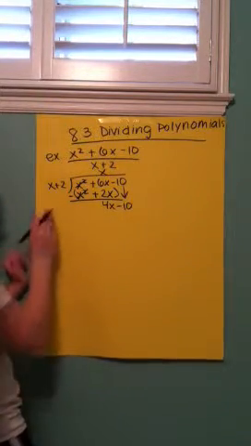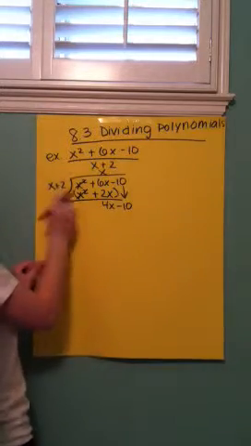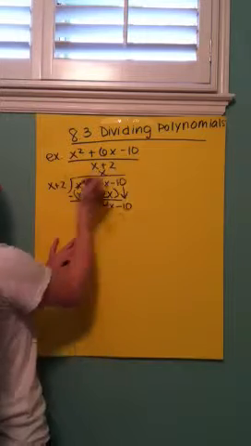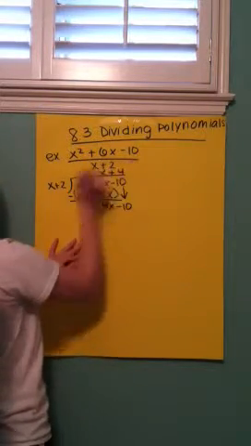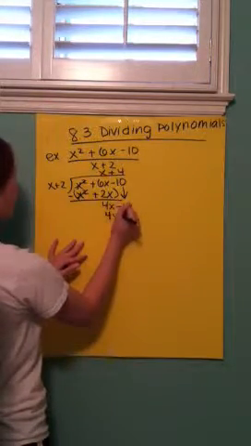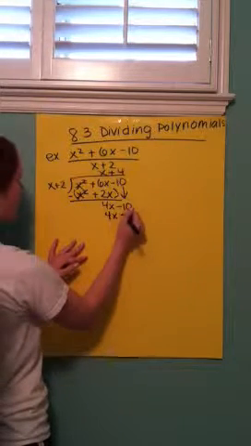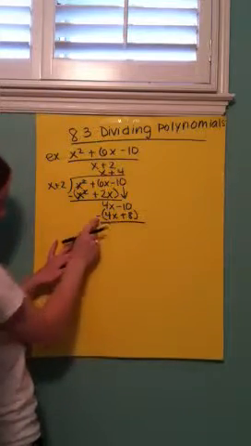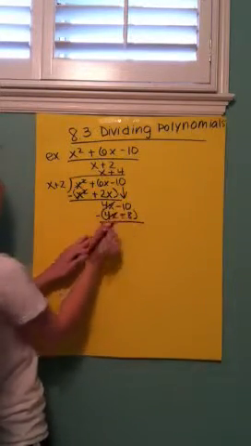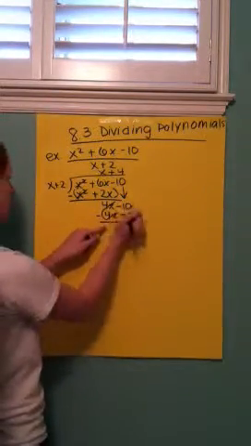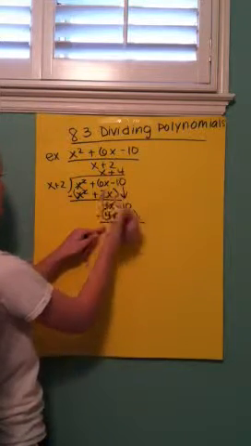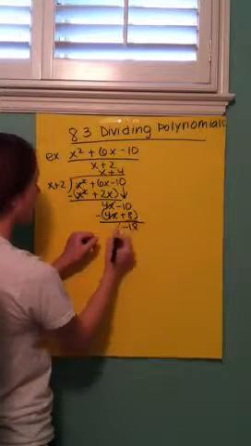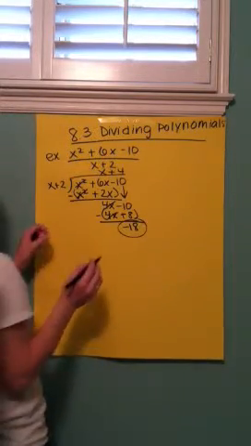And then you want to see what you have to multiply by x plus 2 to get 4x. So x times 4, so plus 4, is 4x. And 2 times 4 is 8. Then you'll want to subtract and distribute the negative, so these will cancel out. And this will become a negative 8, so negative 10 plus negative 8 is negative 18. This is my remainder.